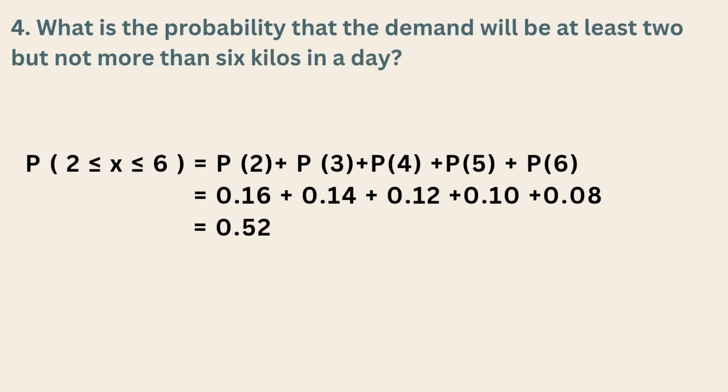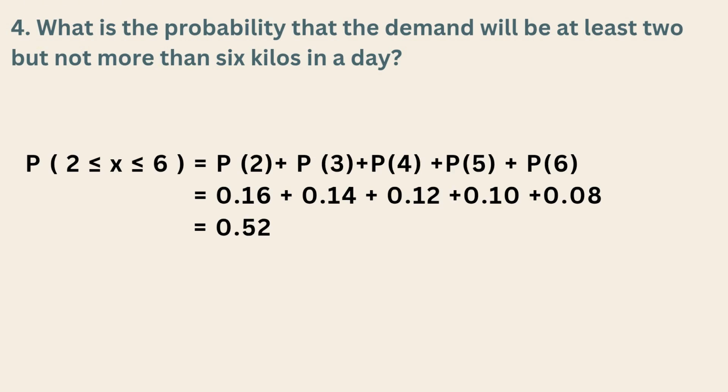For the last example, P of x is greater than or equal to 2 but not less than or equal to 6. Since the question stated that the probability of the demand will be at least 2 but not more than 6 kilos, therefore we should include numbers 3 to 6 only. The equation should look like this. P of x is greater than or equal to 2 but not less than or equal to 6 equals P of 2 plus P of 3 plus P of 4 plus P of 5 plus P of 6.